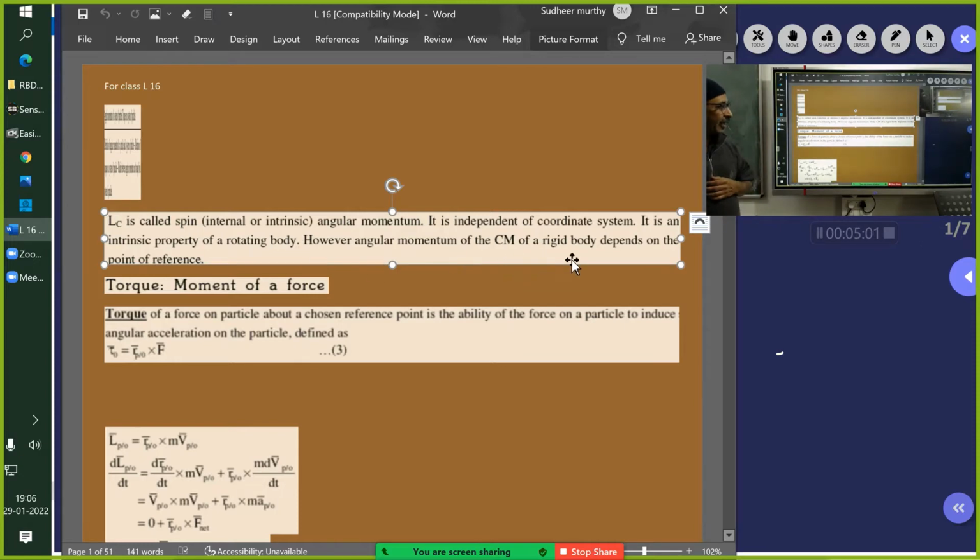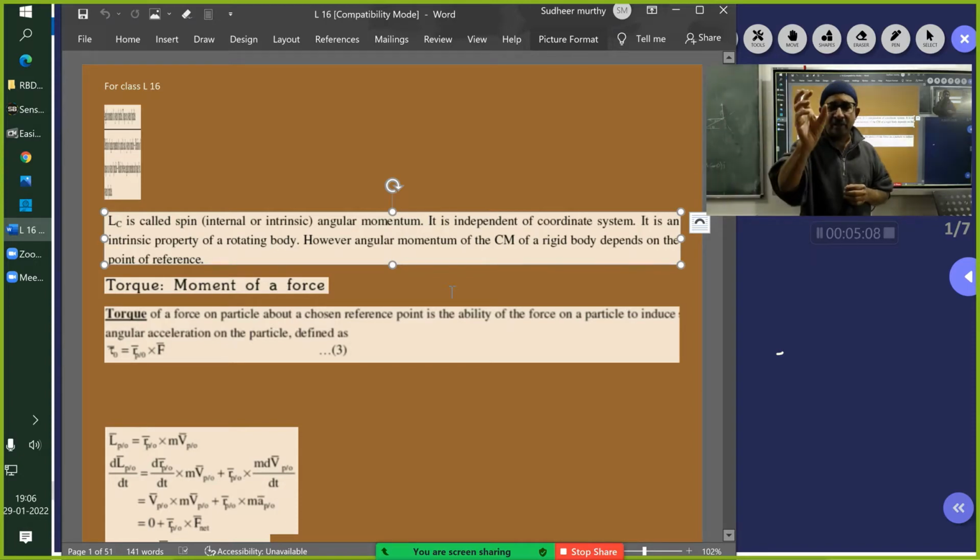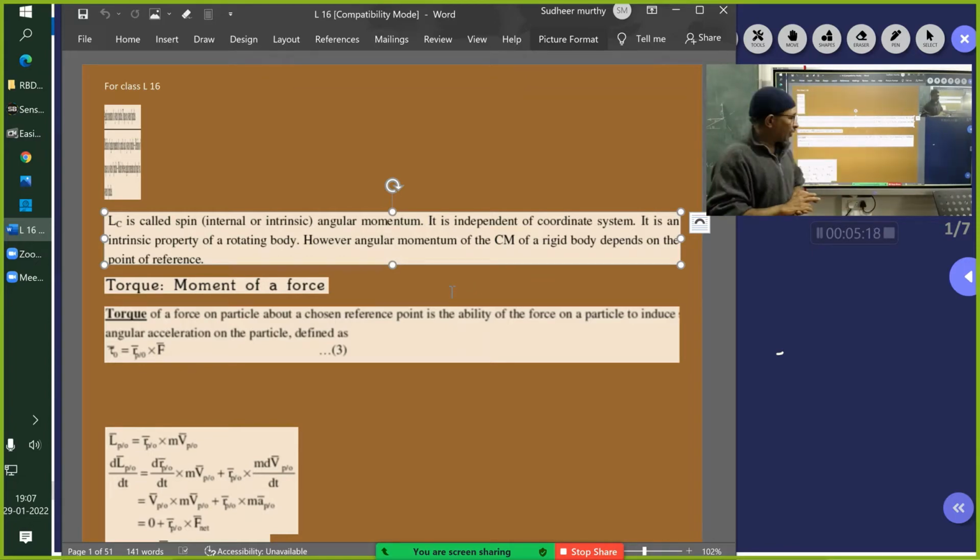However, the angular momentum of the center of mass of a rigid body depends upon the frame of reference. Obviously, if this electron is spinning, then its angular momentum is fixed. But if this electron is also in motion with respect to a reference point, its angular momentum will also change.